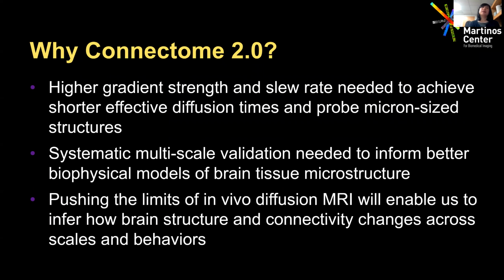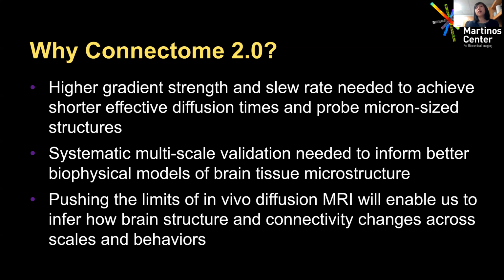And then finally, once we achieve this hardware and analysis altogether, ultimately our vision is that pushing the limits of in vivo diffusion MRI will enable us to infer how brain structure and connectivity are changing across scales and behaviors. And so this applies not only to pathology, as I've demonstrated with multiple sclerosis as just one example, but ultimately what we'd like to do is to get at the microstructural basis of neuroplasticity.